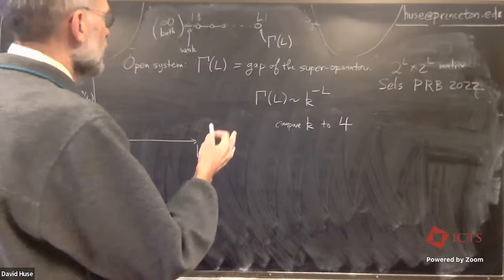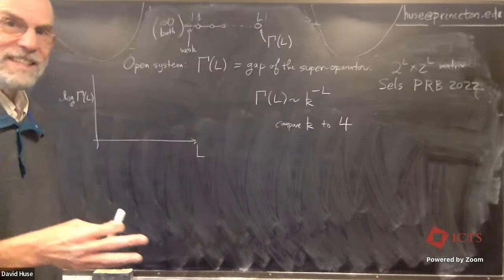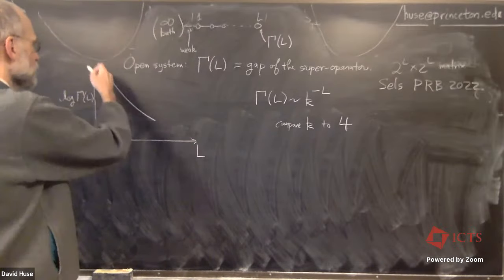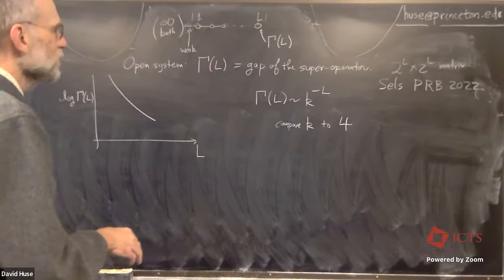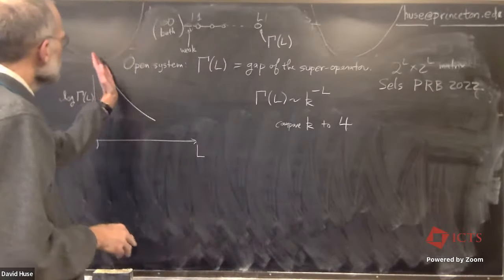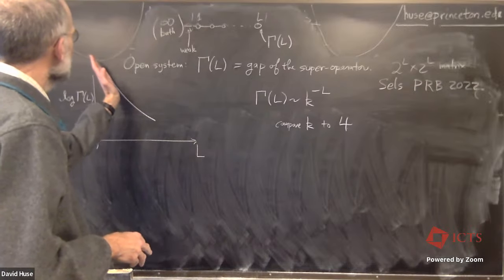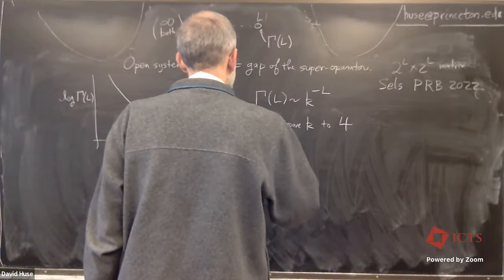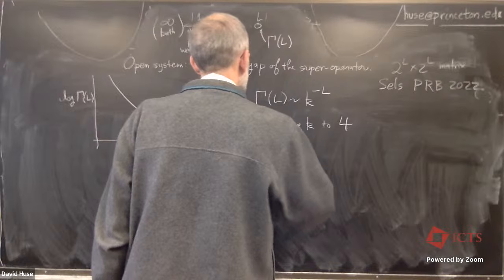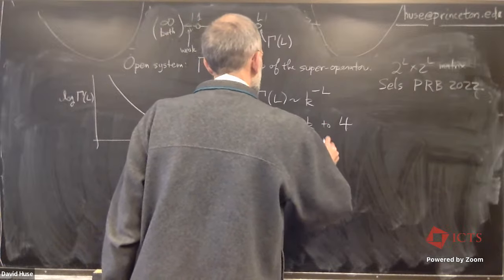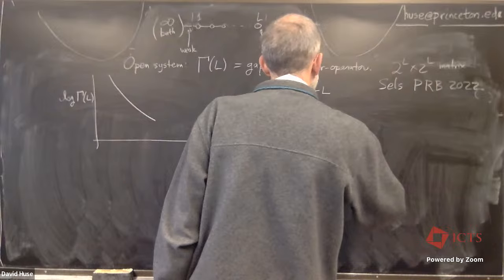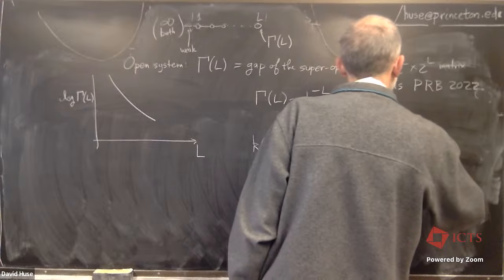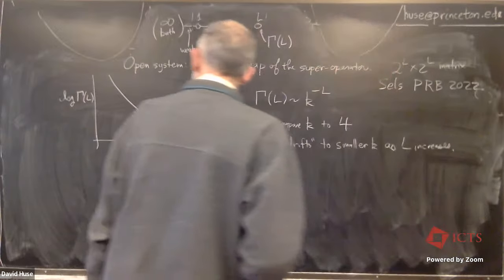k to 4. k equals 4 is the important thing. And now here, when you do this, unlike the resonances, there's strong curvature. So there's quite strong curvature on this semi-log plot. So that tells you k is the slope here, and k starts off large and is getting smaller. So k of L drifts to smaller k, and this kind of increases.